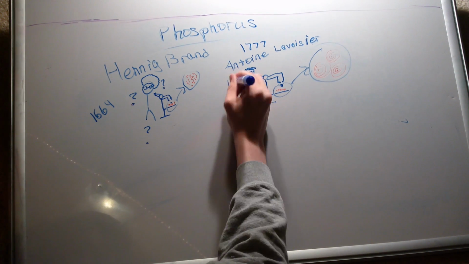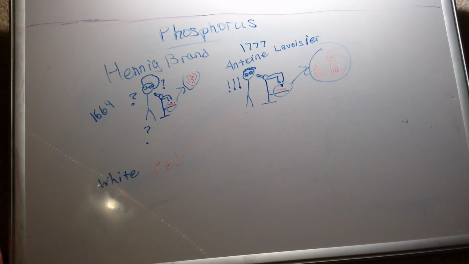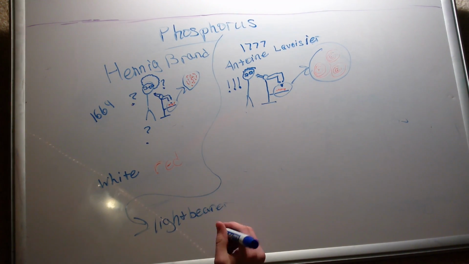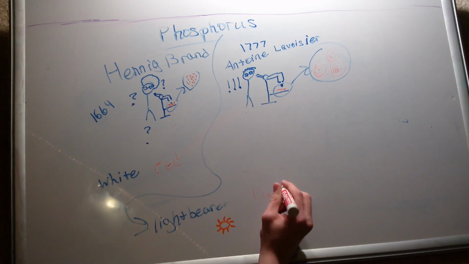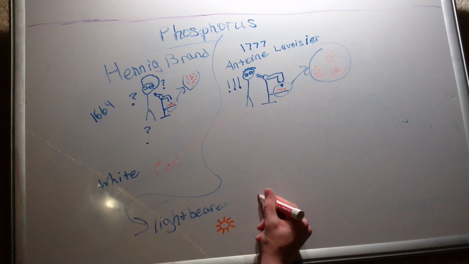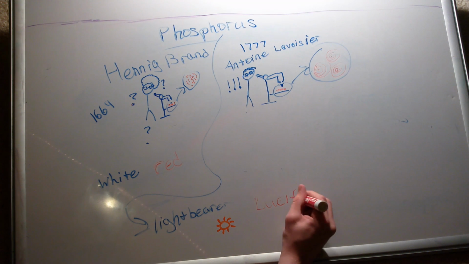Phosphorus exists as two major forms, white phosphorus and red phosphorus. However, due to its high reactivity, it cannot be found as a naturally occurring element on Earth. The word phosphorus comes from a Greek myth and means light bearer.